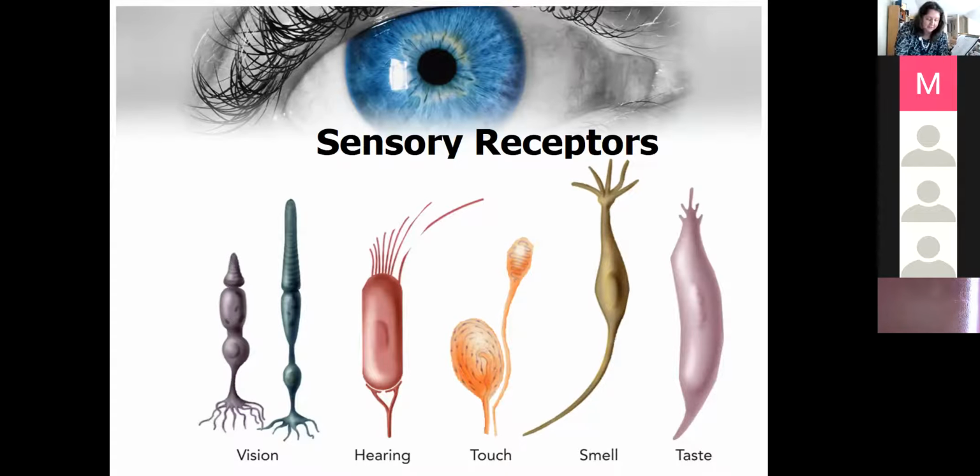Then the third class is called chemoreception. And as the name sounds, it's a detection of chemical stimuli. So smell and taste both fall under this. When you're smelling, you're actually taking in teeny particles of chemicals, basically. Chemoreceptors, and taste does that as well.